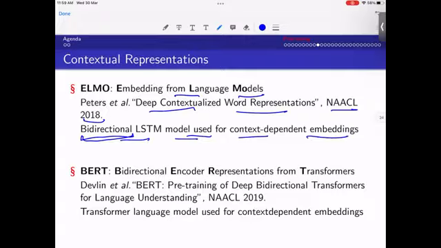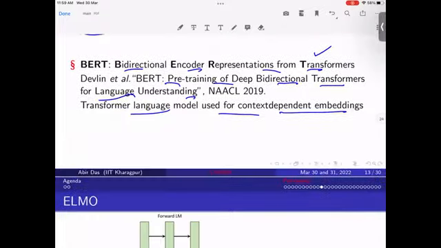And the other one is BERT, which is Bidirectional Encoder Representations from Transformers. So ELMo uses LSTM, and this uses transformer. The paper is BERT: Pre-training of Deep Bidirectional Transformers for Language Understanding. What we will see is that it is not an encoder-decoder architecture from the transformer. You can think that you are taking the encoder and making some changes to it, or maybe taking a decoder and making some changes to it. It's a transformer language model for context-dependent embeddings. So this is where I will stop today. We will start with ELMo tomorrow.